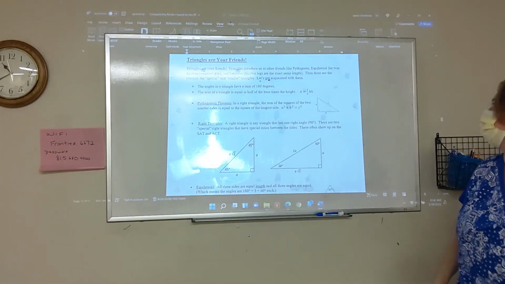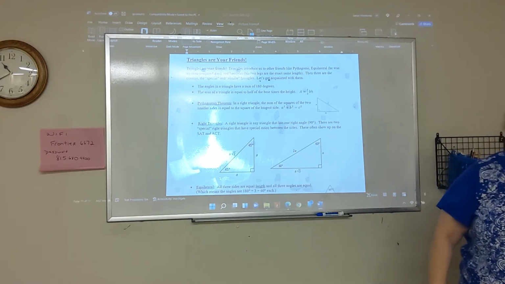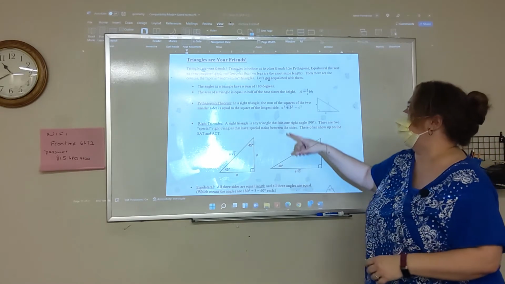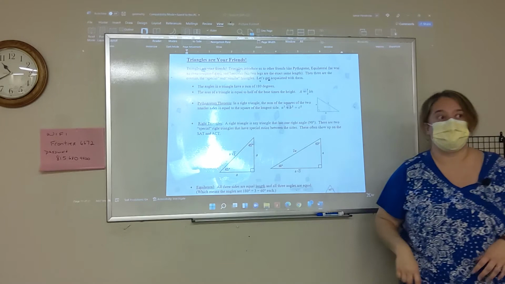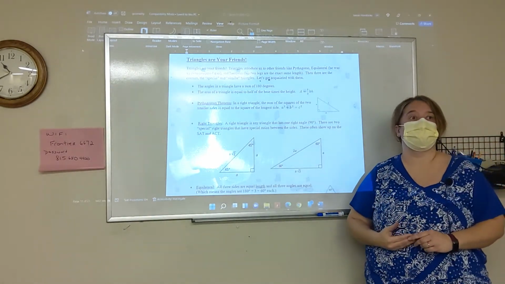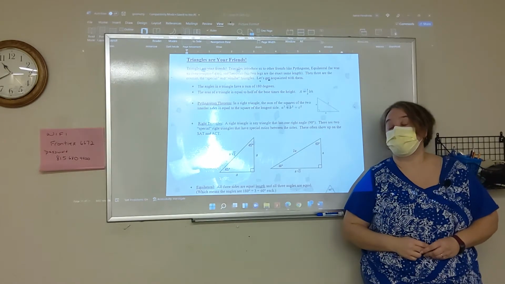Triangles. Triangles are your friends. So, a few triangle facts real quick. The angles in a triangle have a sum of 180 degrees, which we've already talked about. The area of your triangle is 1/2 base times height. Pythagorean theorem, most of you have seen this one too. Pythagorean theorem is a squared plus b squared equals c squared. We're going to apply that to right triangles.